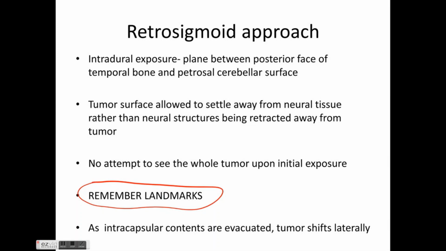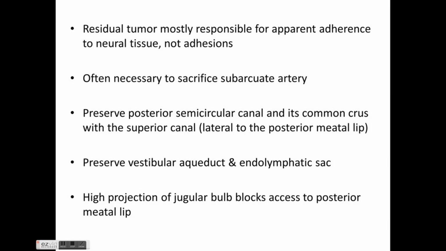As the intracapsular contents are evacuated, the tumor shifts laterally, and residual tumor is most commonly responsible for apparent adherence to neural tissue, and not adhesions. It may often be essential to sacrifice the subarcuate artery. It doesn't have much significance. It is important to preserve the posterior semicircular canal and its common crus with the superior canal, which is lateral to the posterior meatal tip.